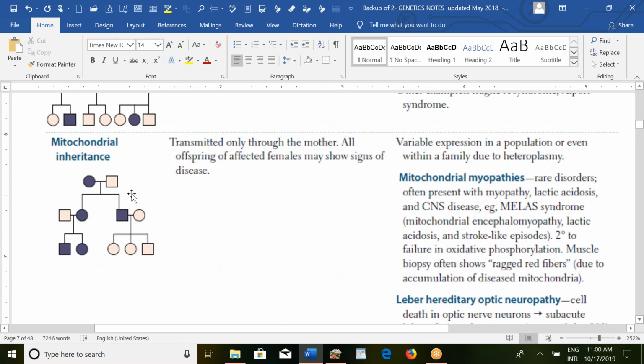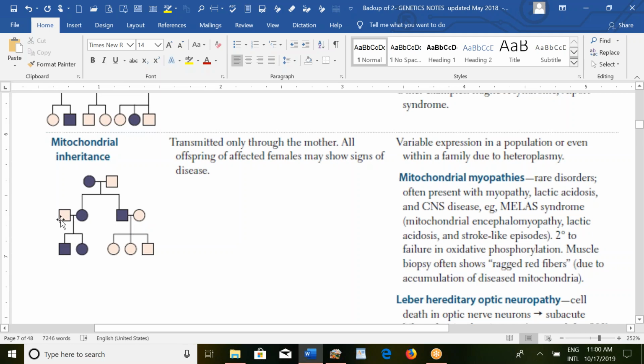Mitochondrial inheritance is also very important. You should remember that this is transmitted only through the mother, and all offspring of affected females may show signs of disease. So there is variable expression in a population or even within a family due to heteroplasmy. So there can be mitochondrial myopathies. Here you cannot predict. This is coming from the maternal DNA, mitochondrial DNA, circular in form. So half of the children are affected.